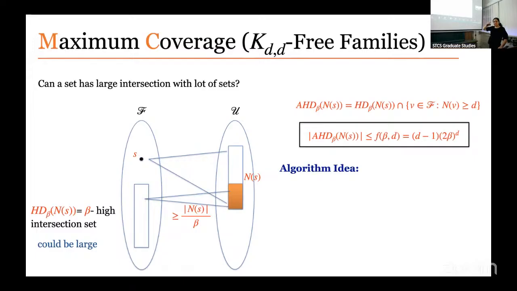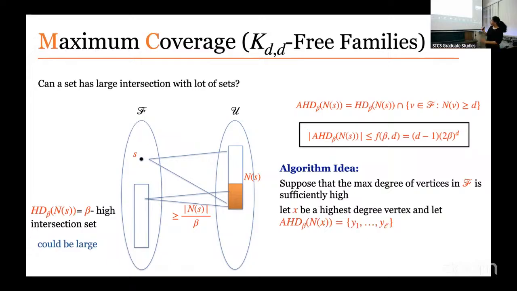So in the previous picture, when we tried to kick out that blue vertex and put the black vertex inside, we were not able to do it because it had large intersection with the already existing sets in my solution. So now the idea is that either one of those sets is in my solution, or if they are not in the solution, then I can take this highest degree vertex.